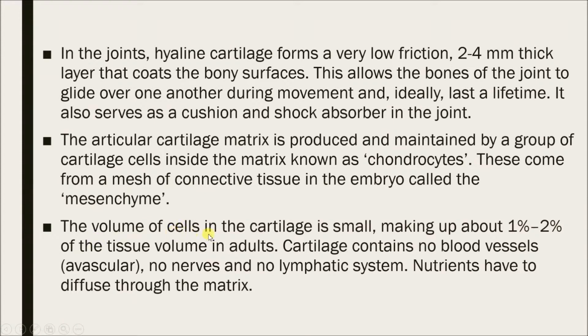And the volume of cells in the cartilage is small, making up about 1 to 2% of the tissue's volume in adults. Cartilage contains no blood vessels, no nerves, and no lymphatic system. Nutrients have to diffuse through the matrix. So there is no direct blood flow in the cartilage.